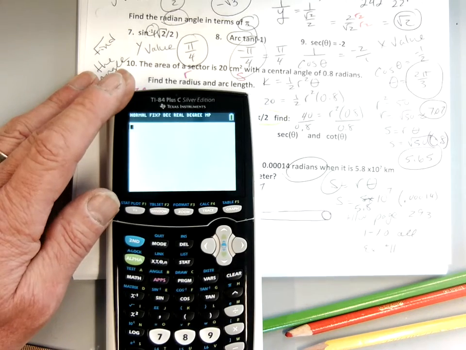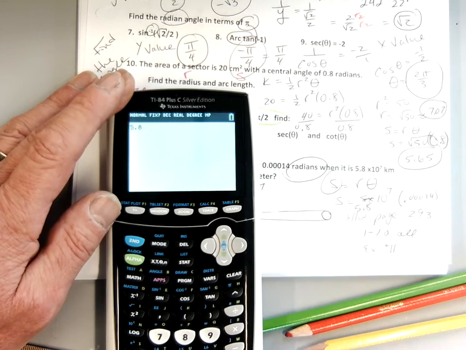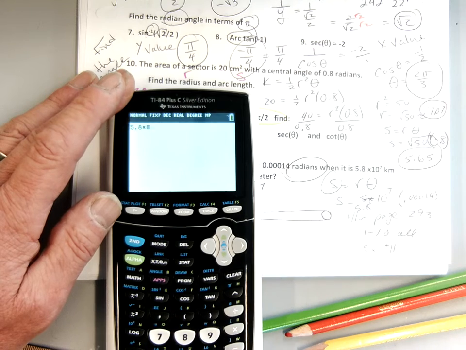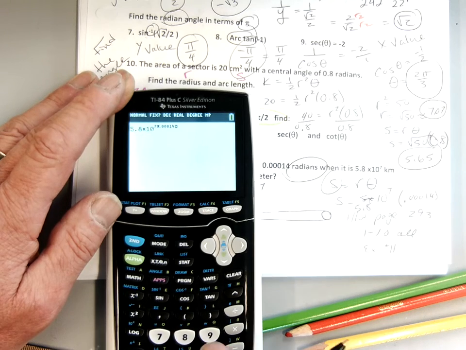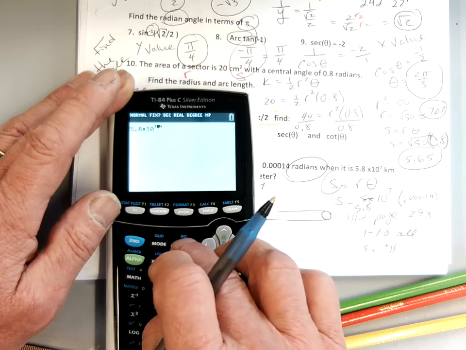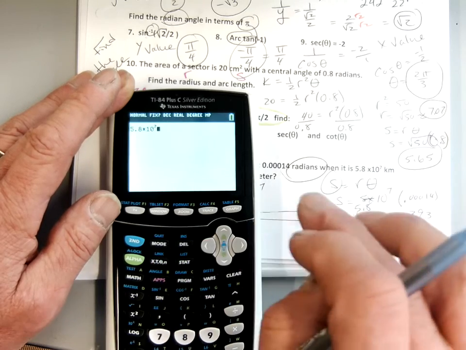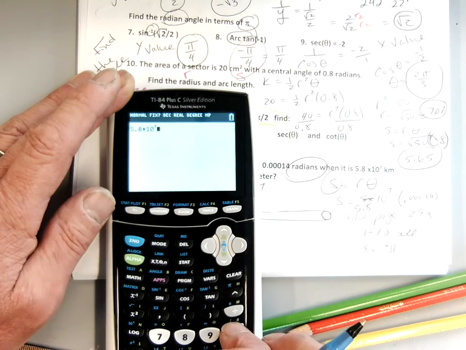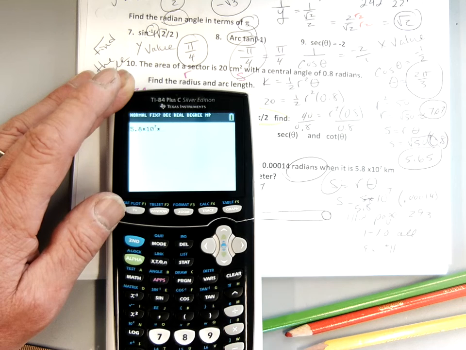Clear. 5.8 times 10 to the 7th times my 0.00014 radians. Oh my goodness, I hate when it does that. Delete, delete, delete. Thank you, I heard that. You're like, Mr. Davies.